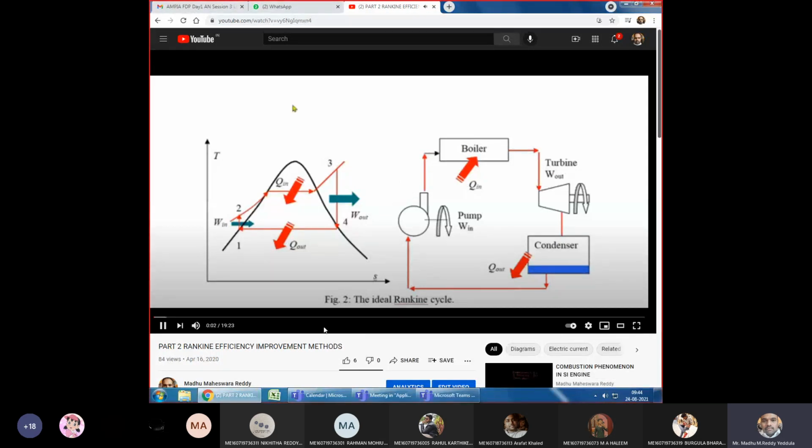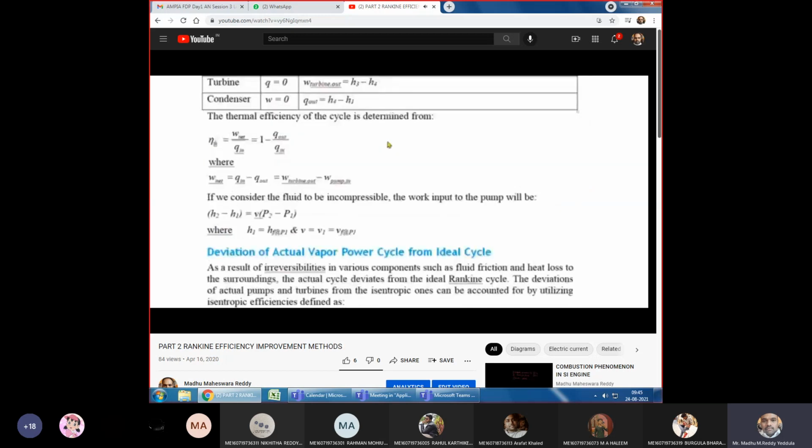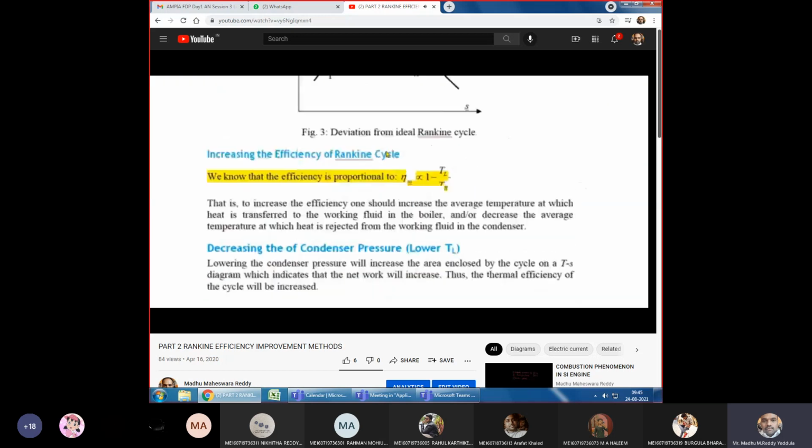Dear students, this is just about what the elements of the steam power cycle are, how they are connected, and what the efficiency of the steam power cycle is, as we discussed. So what are the problems with the Carnot cycle, and what changes were made in the Carnot cycle to convert it into the Rankine cycle? From that we come to know that efficiency is equal to 1 minus TL by TH, the lower temperature to the high temperature. Now today we'll discuss how to increase the efficiency of the Rankine cycle.